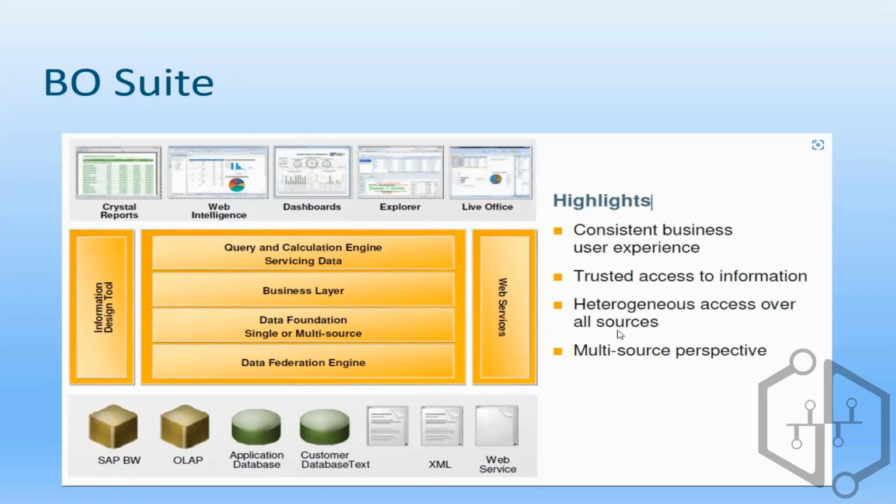Heterogeneous access over all sources means the sources can be anything like OLAP, MySQL, or SAP BW or SAP HANA. The source can be anything. We are able to consume that. It is a multi-source perspective. If we have two sources like MySQL and Oracle, we can create a universe on top of those two. Like if sales data is stored on Oracle, and financial data is stored on MySQL, we can integrate them, we can combine them using our information design tool, and we can create reports on top of that. So that is the multi-source perspective.